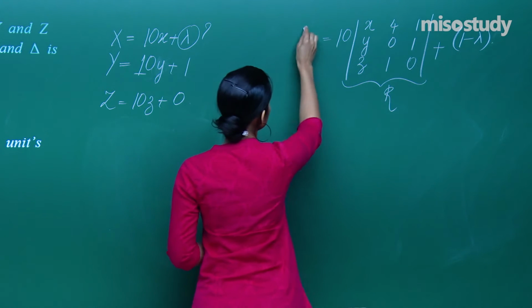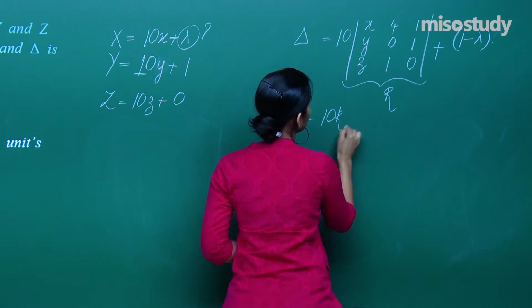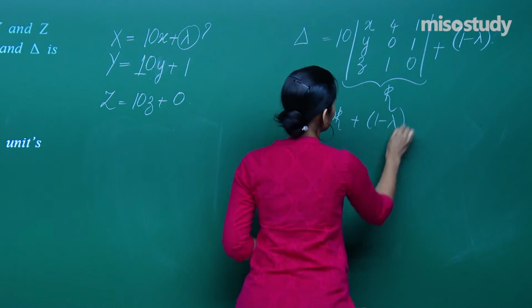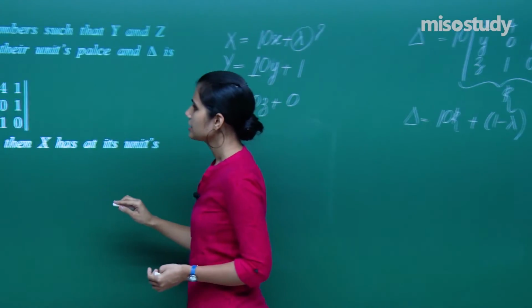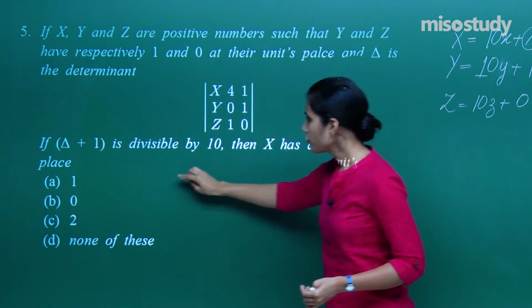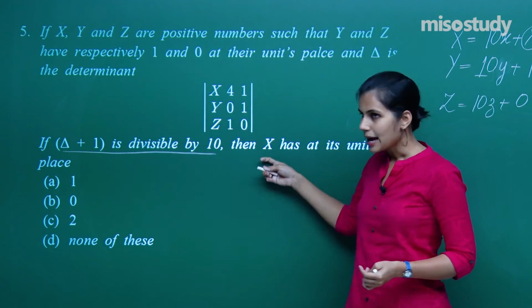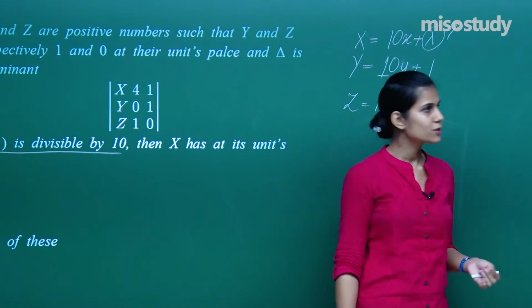Think of it as some k, this is delta. So delta is basically 10k plus 1 minus lambda. The question says that if delta plus 1 is divisible by 10, it is already given to you that delta plus 1 is divisible by 10, then capital X has at its units place which digit?